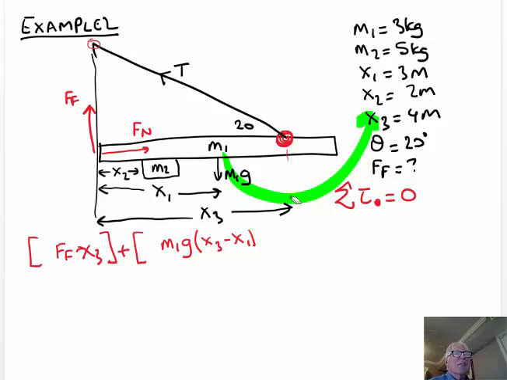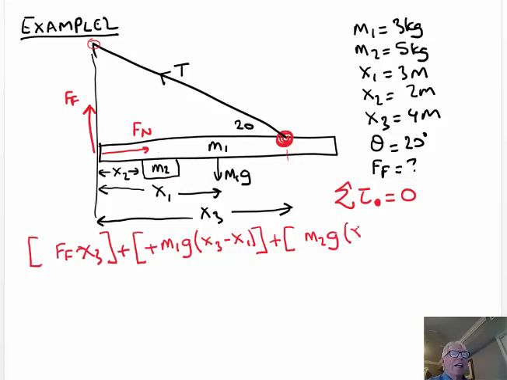Let's see if I can erase that. Okay, so that's how you do it. And so this is going to be positive because it's counterclockwise. And then the other force is going to be M2 times G, at a distance of X3 minus X2. Again, it's just a number. And again, if I look at that, it's going to go in a counterclockwise direction, which is positive, equals zero. Remember, clockwise turning effects are a negative torque. Counterclockwise turning effects are a positive torque.